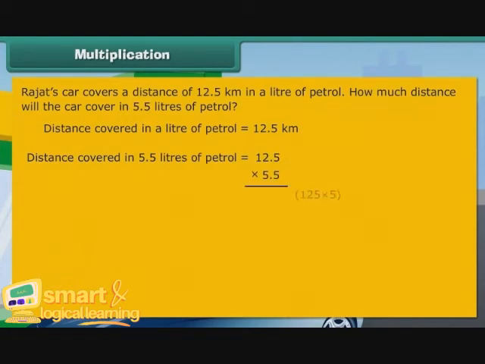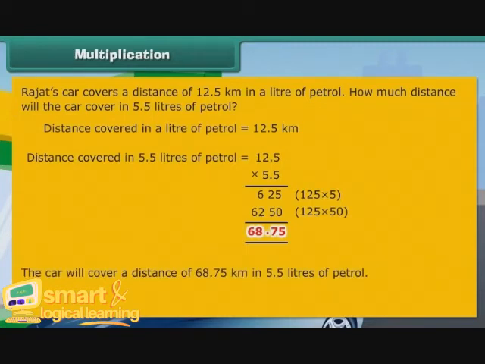First, we multiply 125 by 5. Then we multiply 125 by 50. We add the two products to get 6,875. As there are two digits after the decimal point, one in 12.5 and the other in 5.5, we count two digits from the right and place a decimal point before 7 in the result. Therefore, the car will cover a distance of 68.75 km in 5.5 liters of petrol.